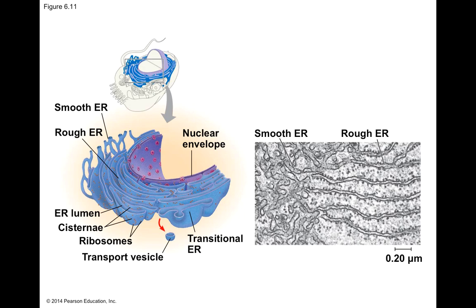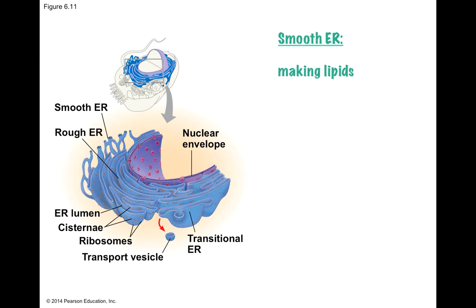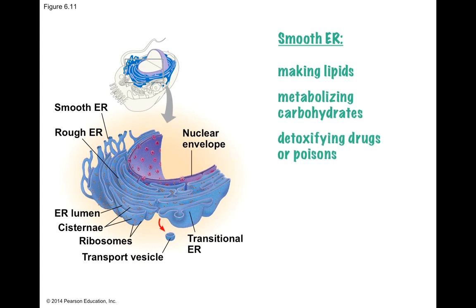The inside of the ER is referred to as the lumen, and this creates a space so the ER can do what it needs to do. The functions of the ER vary depending on if it's smooth or rough. The smooth ER is responsible for a number of things, including making lipids, metabolizing carbohydrates, detoxifying drugs or poisons, and it also stores calcium ions. So in cells that are responsible for doing these things, you would find an abundance of smooth ER.